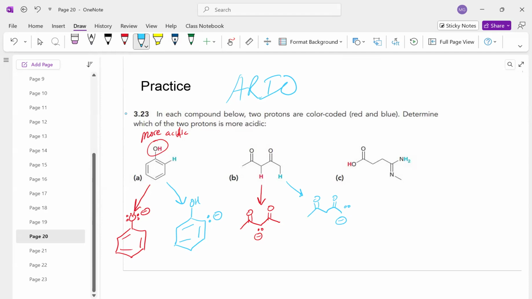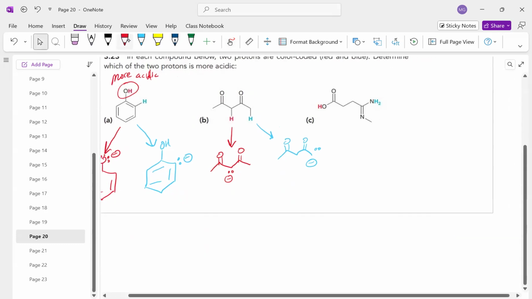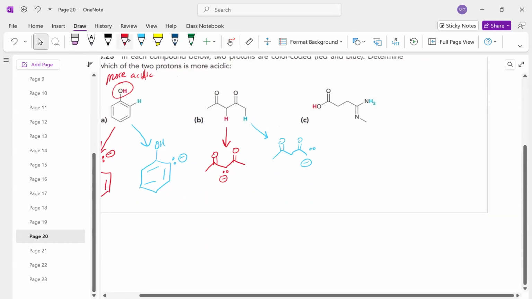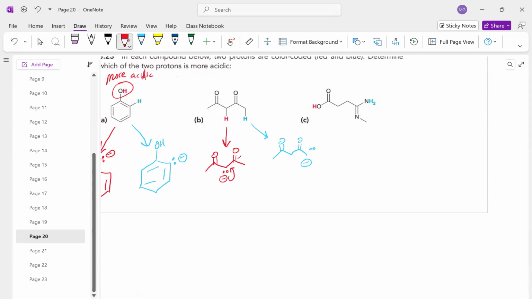Now, if I start with A in ARIO, I don't see a difference. They're both on carbons. So then I go to R. R stands for resonance. Is there certain resonance or more resonance stabilization in one versus the other? Well, let's just draw some resonance forms and see. So I'm going to draw a resonance form starting with this one. I'll move the electrons here like this.